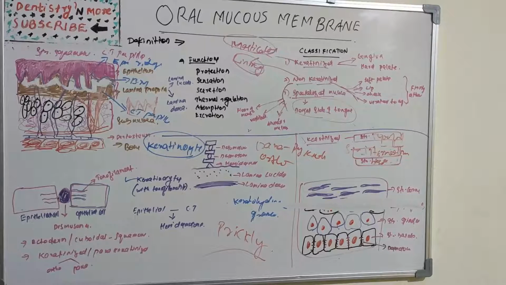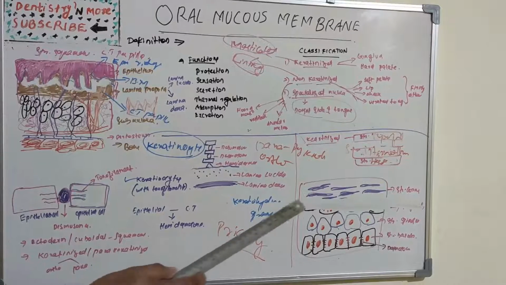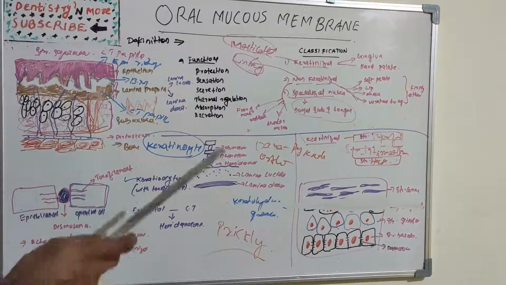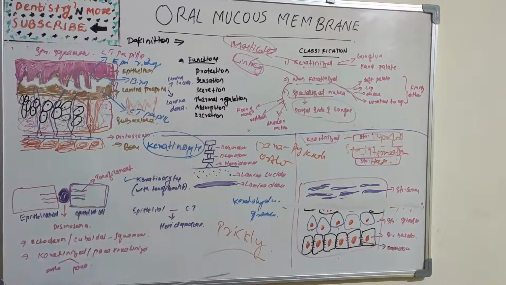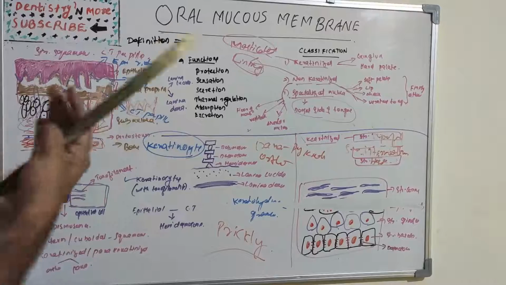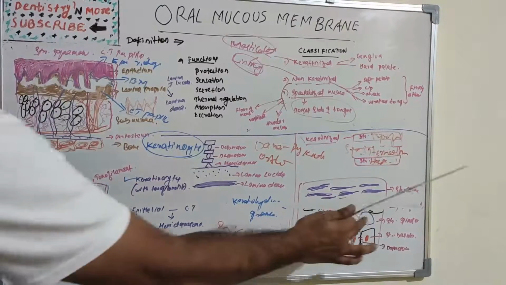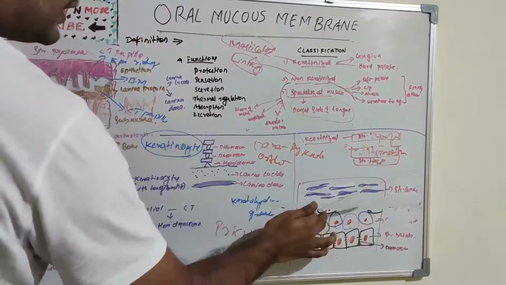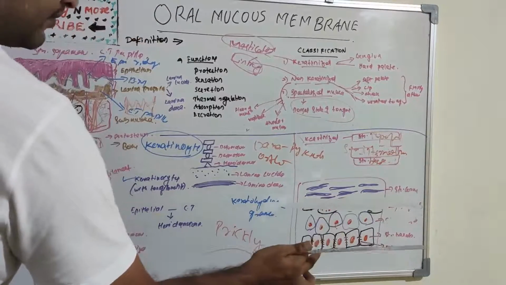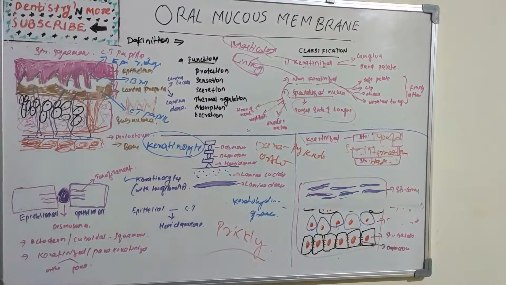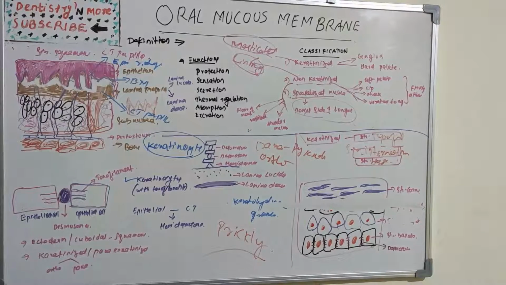So stratum basale is a layer similar to that of keratinized epithelium. The only difference is that the cells of this layer in non-keratinized epithelium are slightly larger than those of keratinized epithelium. So there is no spinosum. We can imagine it as intermedium, basale, and superficiale. And intercellular bridges are less conspicuous.